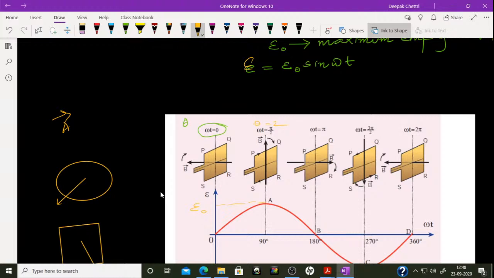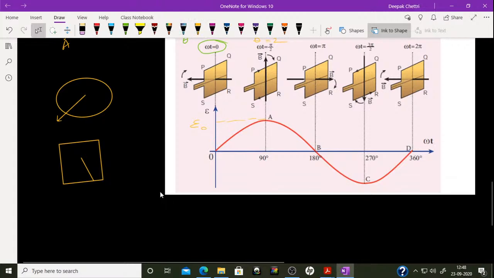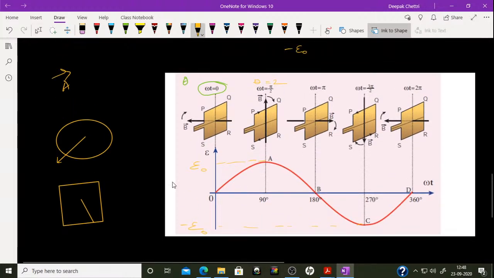Now next it will rotate by pi by 2 again, so this will become 3 pi by 2. In that case sin 3 pi by 2 is minus 1, so E will become minus E naught, so it will be E naught but in the negative direction, so this will become minus E naught here, right, minus E naught. Okay, and finally again it will rotate by 2 pi, total angle, that means it will reach the same point as this one, right? In that case again sin 2 pi is 0.